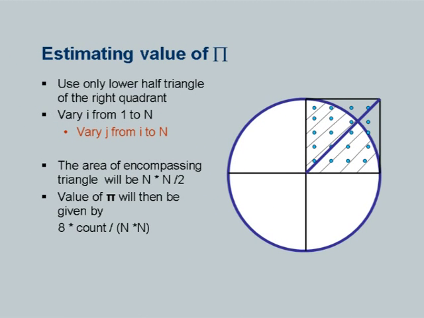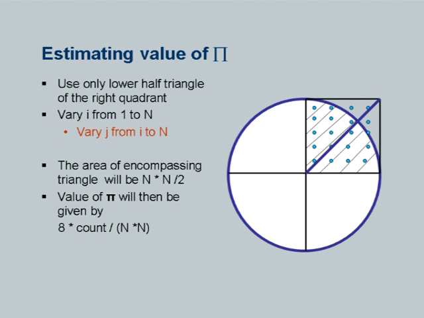Here is, however, an interesting technique to improve the performance. Suppose instead of using the entire square region, I use only a triangular region. I notice that this is symmetric, so the number of points in the upper triangle is exactly the same as the number of points in the lower triangle. If I do that, then counting of the number of points is suddenly halved. So I vary i from 1 to n, and I don't vary j from 1 to n, but I vary it from i to n.